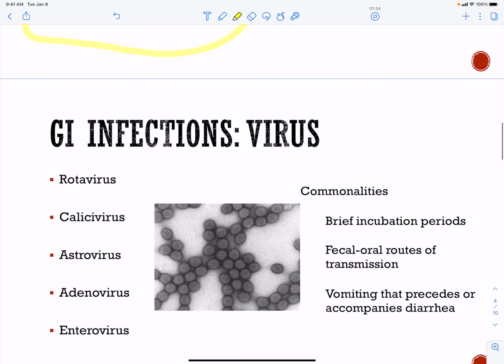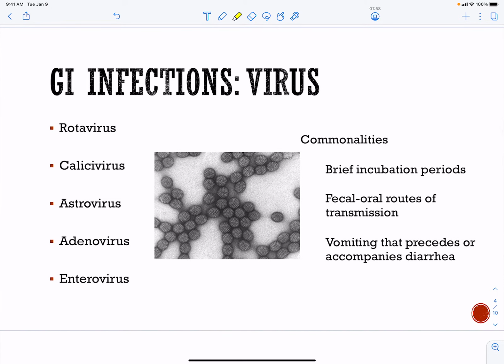So with respect to GI infections, we have rotavirus, calicivirus, astrovirus, adenovirus, and enteroviruses. Some of the commonalities of all of these, again, are brief incubation periods, a fecal-oral route of transmission, and typically vomiting that's going to happen before diarrhea happens. Rotavirus is going to be associated with children less than 5. And you're going to have severe diarrhea and vomiting.